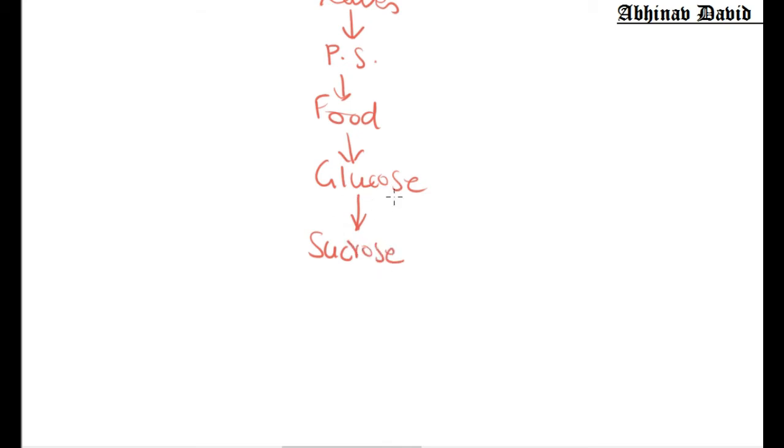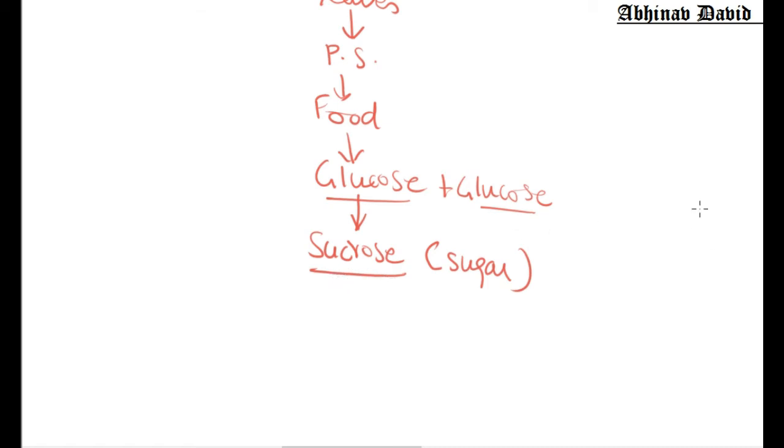How does glucose change into sucrose? Two molecules of glucose join together to form a molecule of sucrose. Sucrose is the common sugar that we eat at home. This sucrose has to be transported from the leaves to the storage organs, mostly the roots, then the stem, the fruits and the seeds, and it can be transported to the growing areas also.